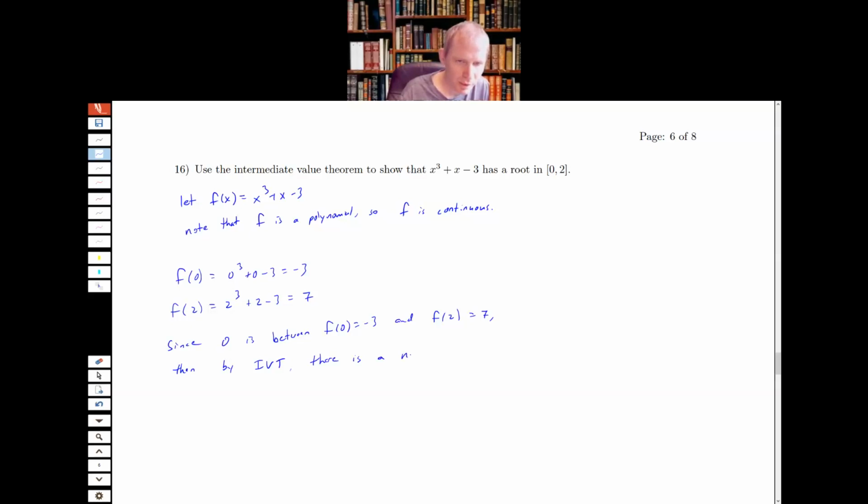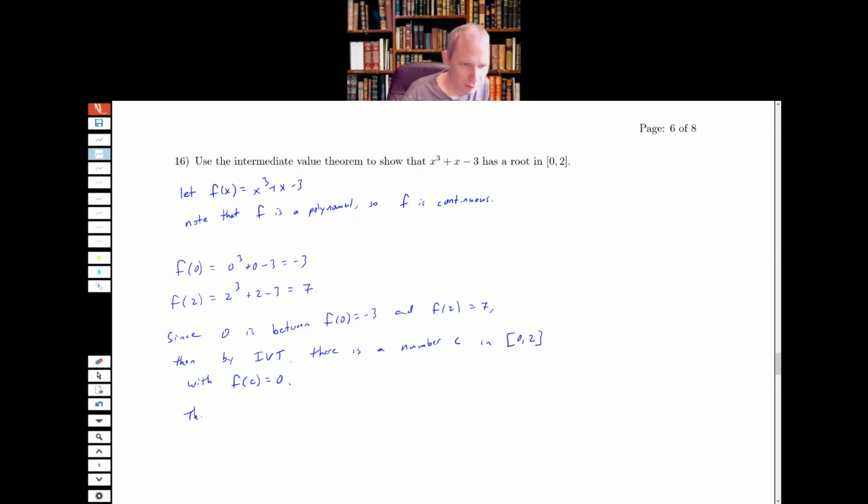there is a number c in the interval 0 to 2 with f of c equals 0. Then c is a root of x cubed plus x minus 3 in the interval 0 to 2. And we're done.